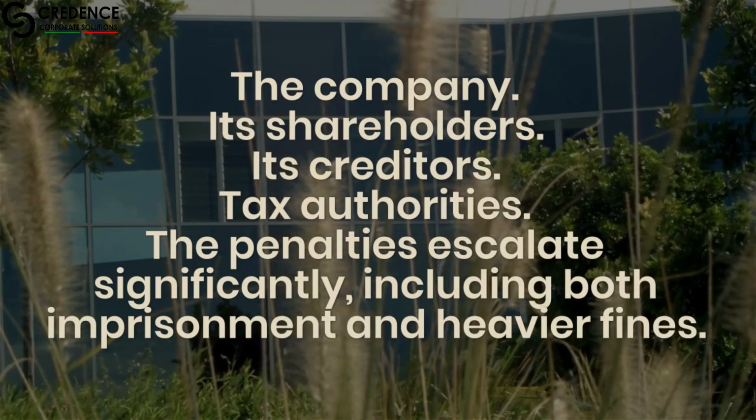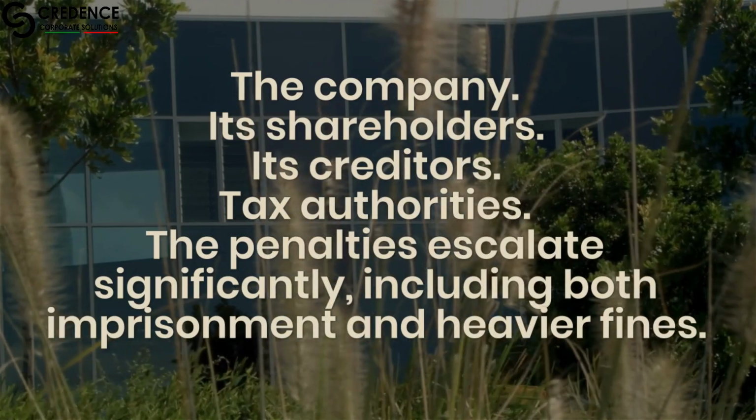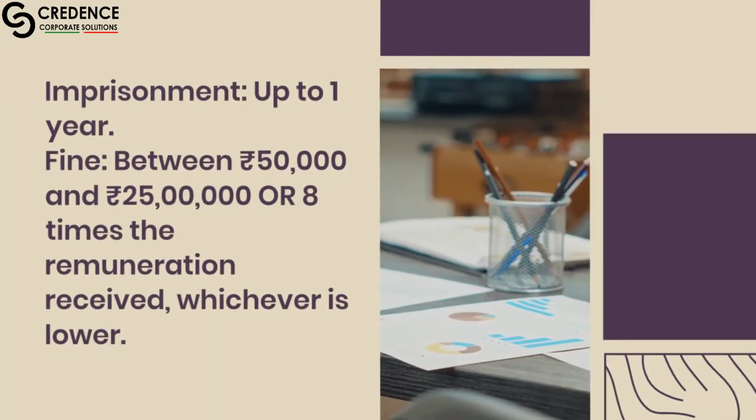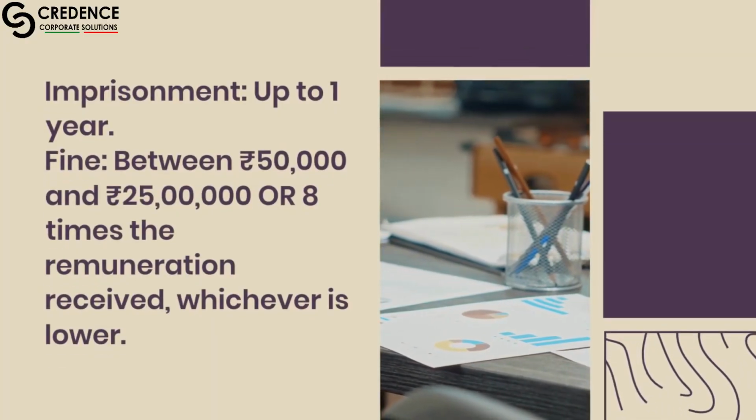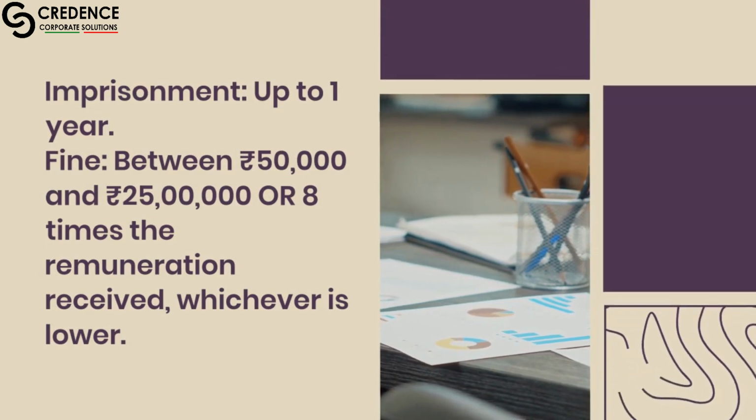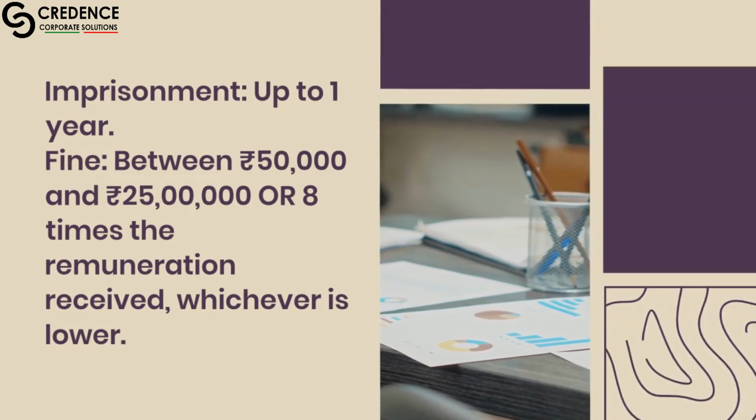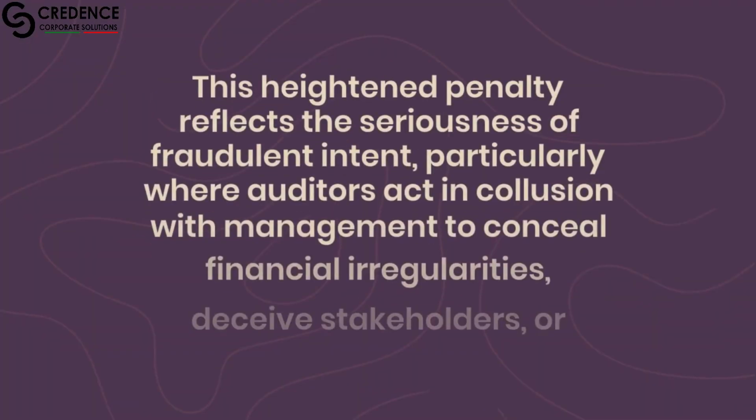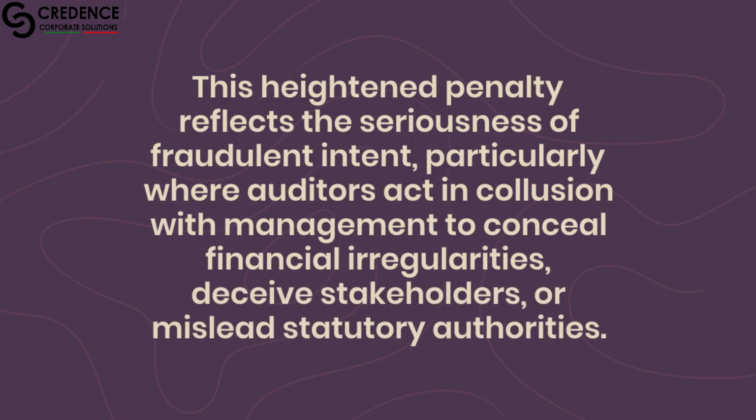The penalties escalate significantly, including both imprisonment and heavier fines. Imprisonment, up to 1 year. Fine, between 50,000 rupees and 25 lakhs rupees or 8 times the remuneration received, whichever is lower. This heightened penalty reflects the seriousness of fraudulent intent, particularly where auditors act in collusion with management to conceal financial irregularities, deceive stakeholders, or mislead statutory authorities.